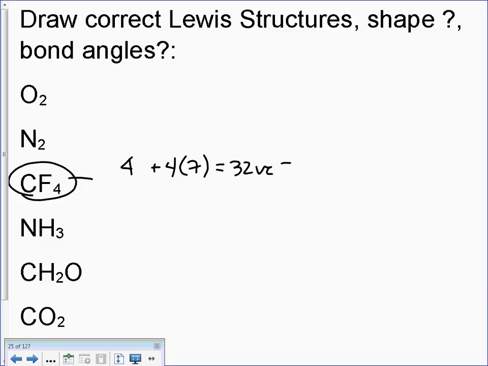32 valence electrons. Who's the center? Carbon. You usually choose the least electronegative because it's like, all right, sure, I'll share with you and you and you and you. Who's going to share with? Obviously the fluorines, right? We got 4 fluorines, make it as symmetrical as possible.